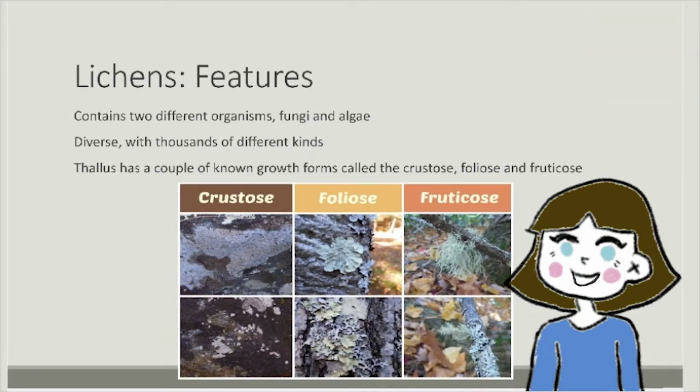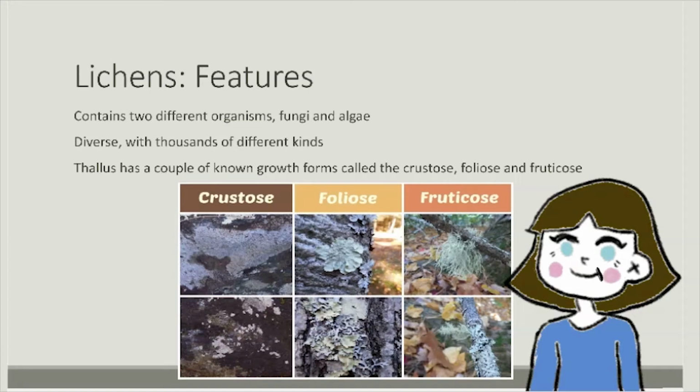An interesting part of Kamiak Butte are the lichen that live within it. Lichen contains two different organisms, fungi and algae. Lichens are very diverse, with thousands of different kinds. Lichens have a plant body called the thallus, with the most well-known types of thalli being crustose, foliose, and fruticose.